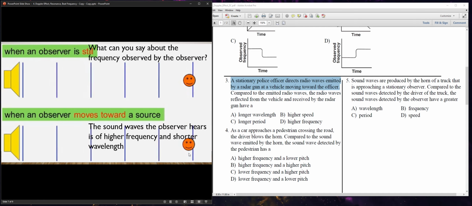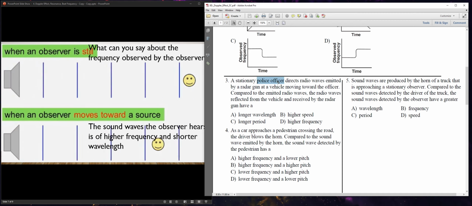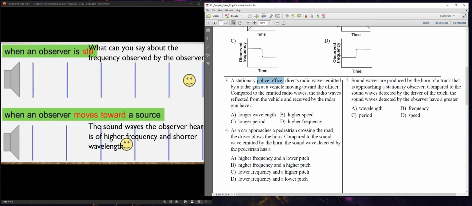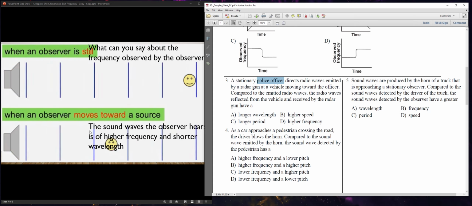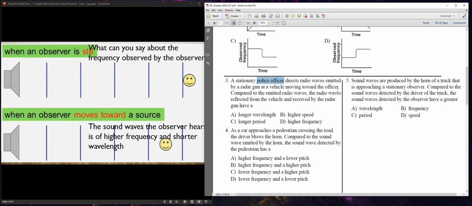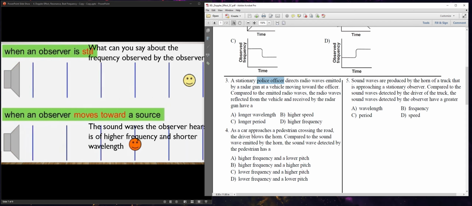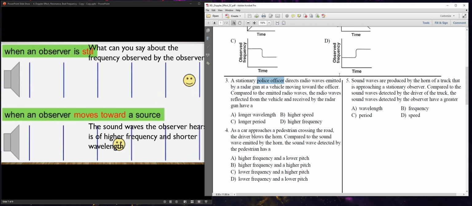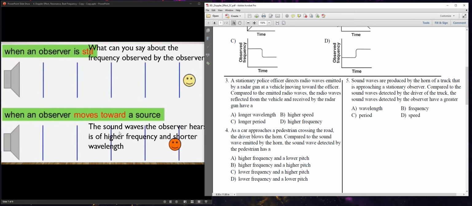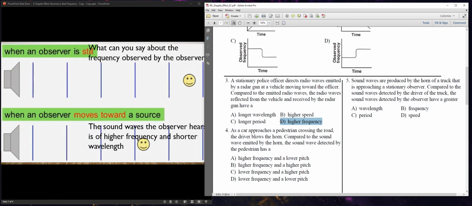Okay. Actually, no, the sound source is not moving. So the sound source is a stationary police officer. So we're talking about this, and there's a vehicle moving towards the officer. So we're talking about this GIF right here. Compared to the emitted radio waves, the radio waves reflected from the vehicle and received by the radar gun have a what? So as the observer moves towards the source, the sound waves will have a higher frequency and a shorter wavelength. So D, higher frequency.